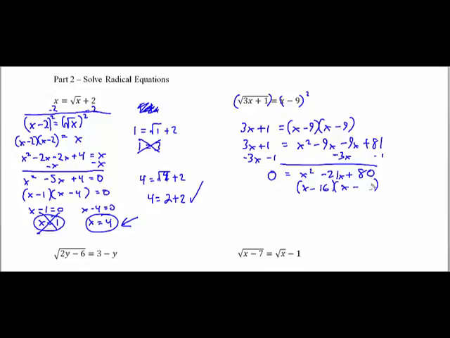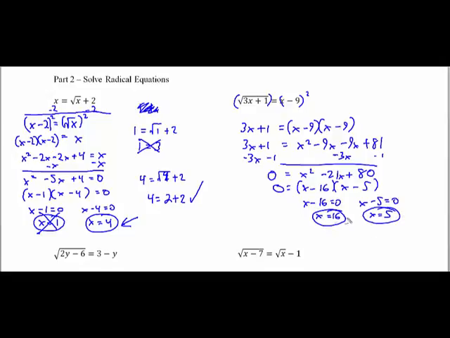So x minus 16 and x minus 5 both set equal to 0. So let's now solve for x. x minus 16 is equal to 0, or x minus 5 is equal to 0. By moving the 16, I got x equals 16. And by moving the 5, I got x equals 5.